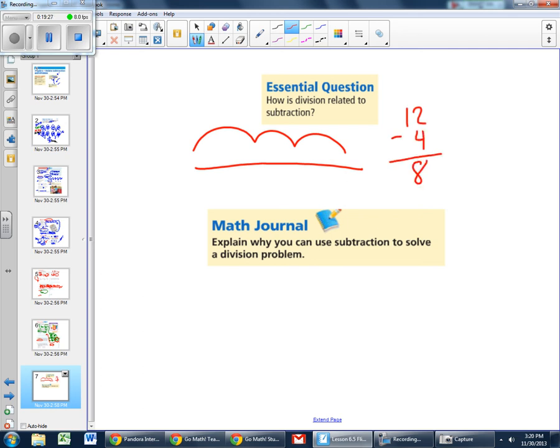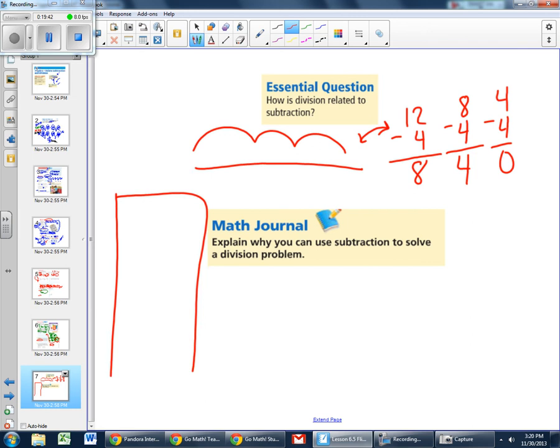How did that relate to division? Those 2 things are very closely related. These 2 are very good examples of how they are. Think about those. And in your math journal, you are going to write, that was lesson 6.5 and the date.